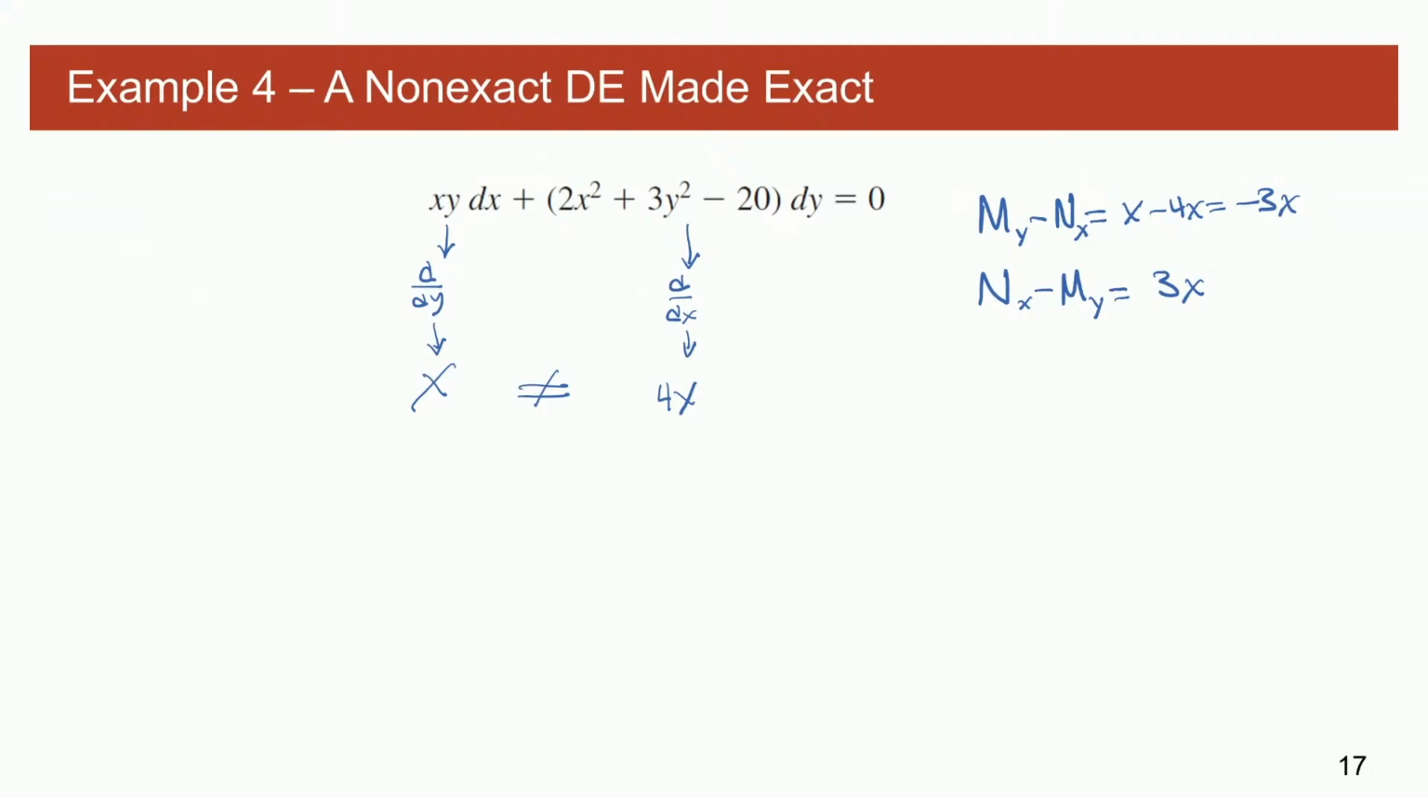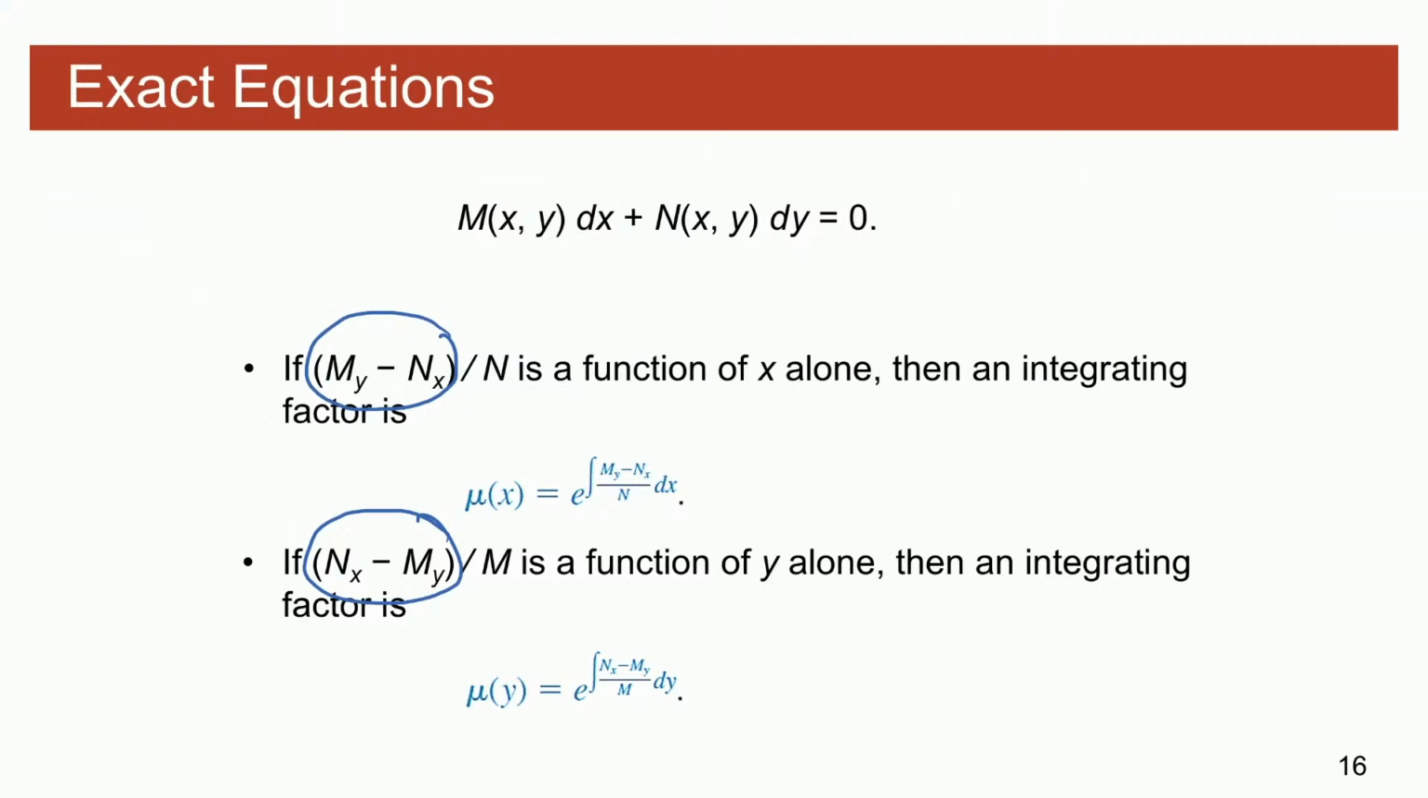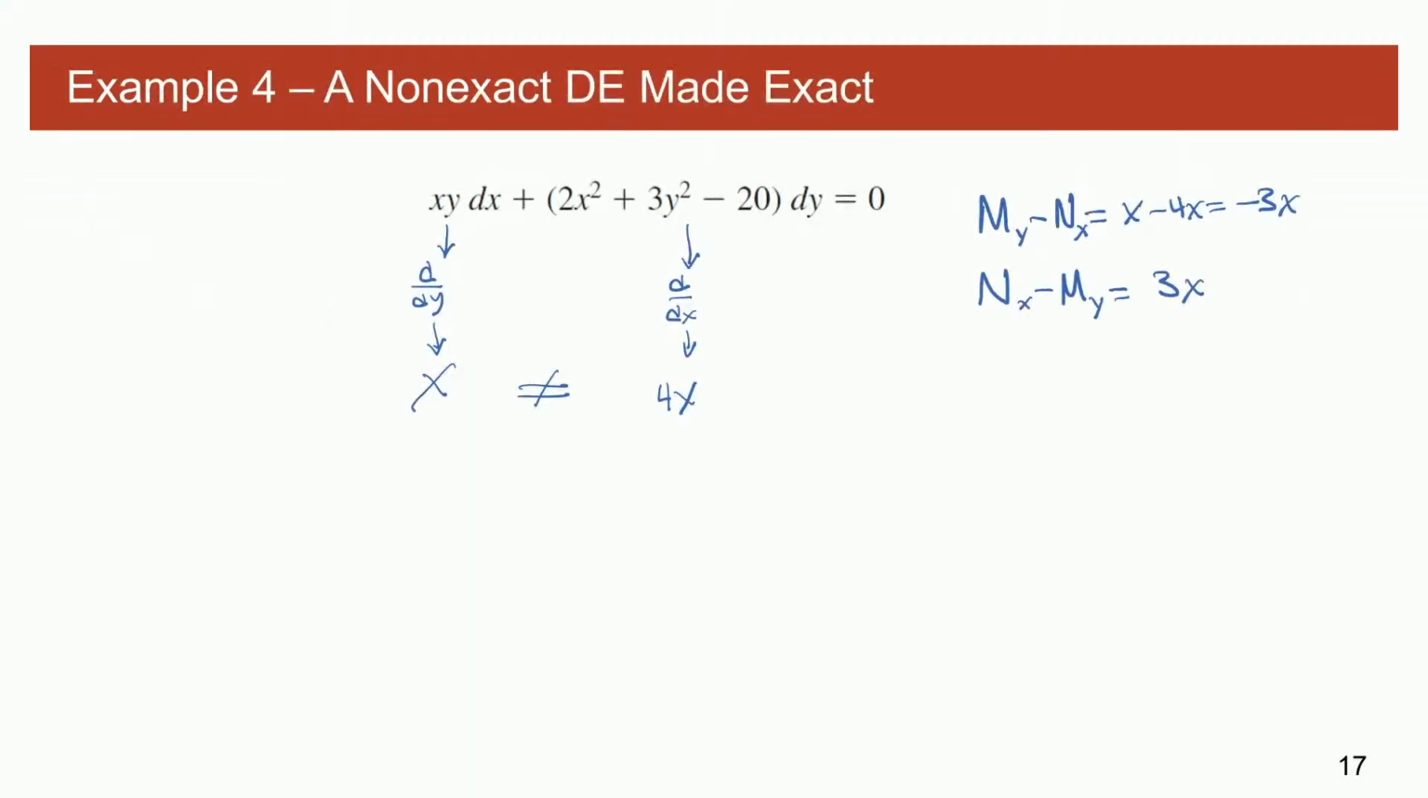And now here's the trick. We're going to take that, and if you put the m first, then you divide by n. And if you put the n first, you divide by m. And if what you end up with is a function of one variable, that's going to be the key to doing this little technique. So let's do this.